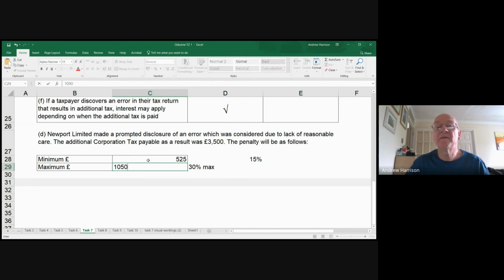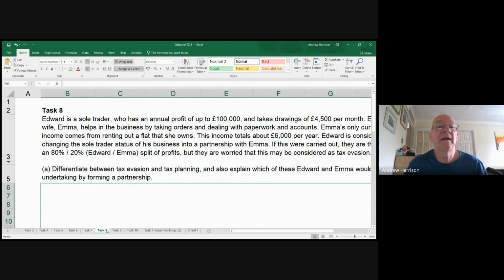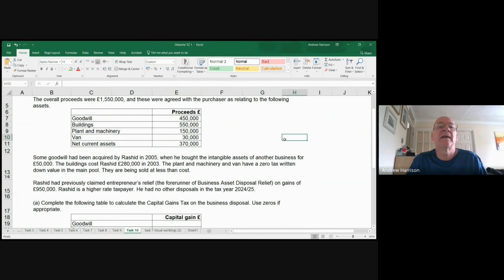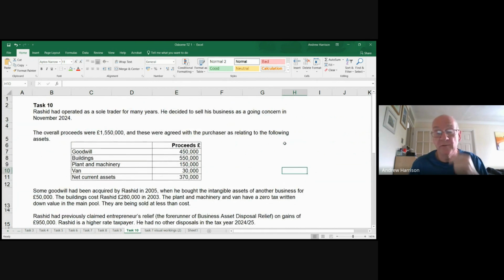$525 and 1050, which is double 30%. So task 8 is actually slightly the worst meta task. I'll do a separate video on 8 and 9, the written ones, and how you build up your answers. And then task 10 on business disposals.